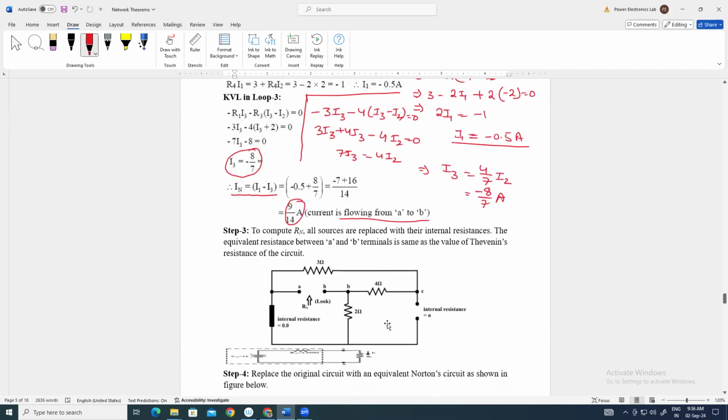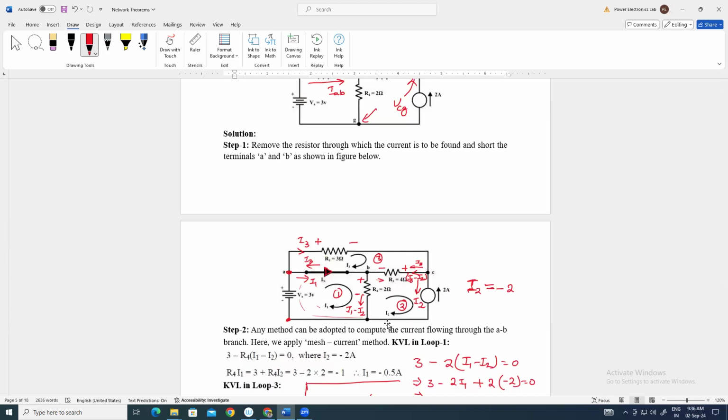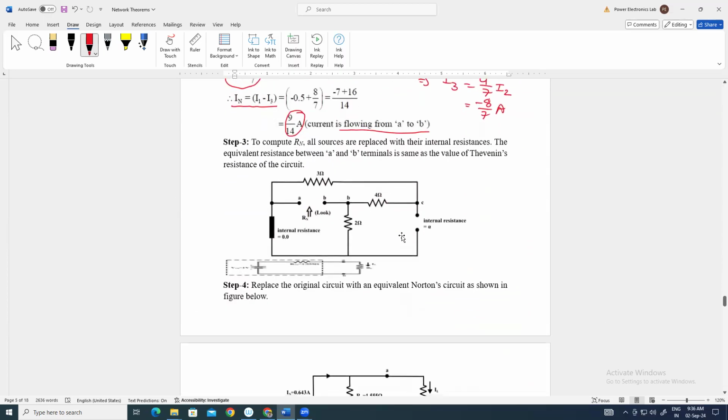So is there any doubt in this theorem, Norton's theorem? The only thing is that you have to practice on your own. If you are not practicing, you will be confused. Every time there is a new problem, you will face some difficulty while solving it. So that's why you have to practice a lot.